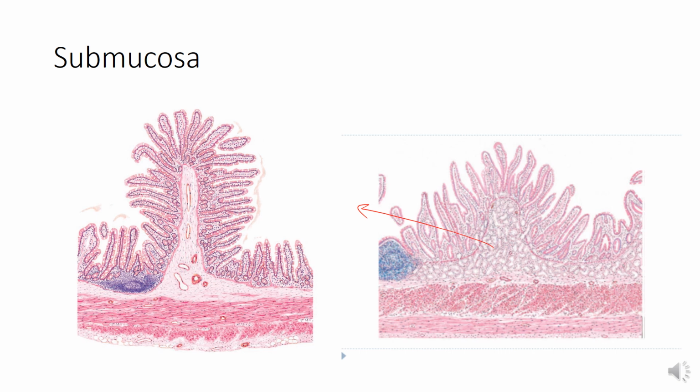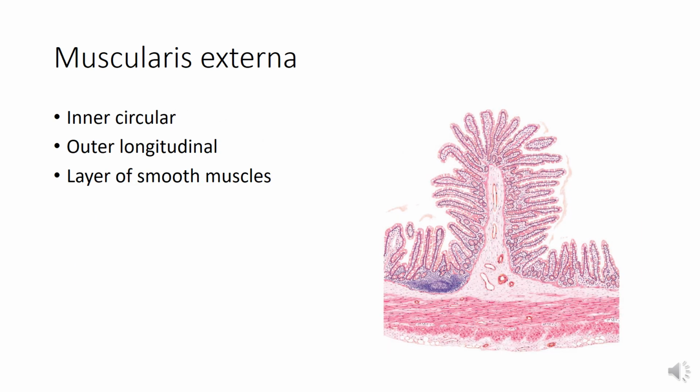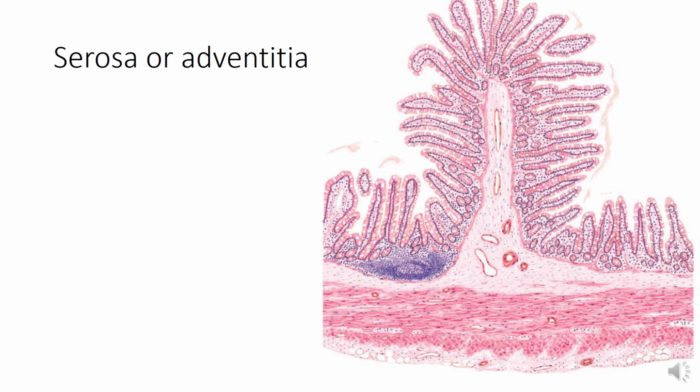Now the muscularis externa of the small intestine consists of an inner circular and outer longitudinal layer of smooth muscles. This is the usual arrangement. Between these two layers is present the myenteric plexus of nerves. So you can see here the inner circular and the outer longitudinal layer, and in between lies the myenteric plexus of nerves. The last layer is the serosa or the adventitia.